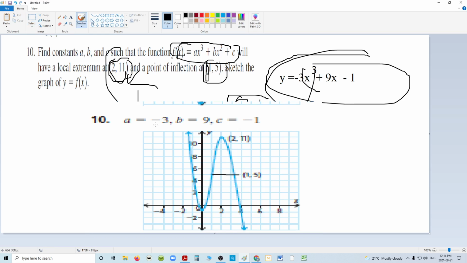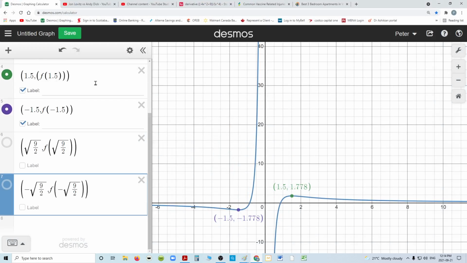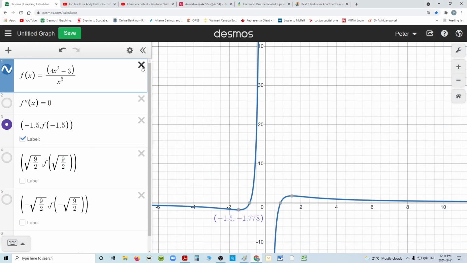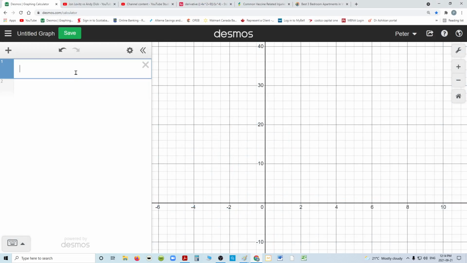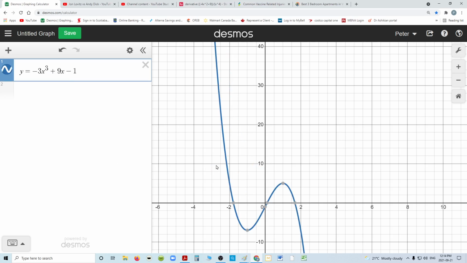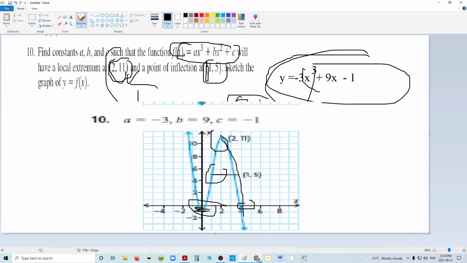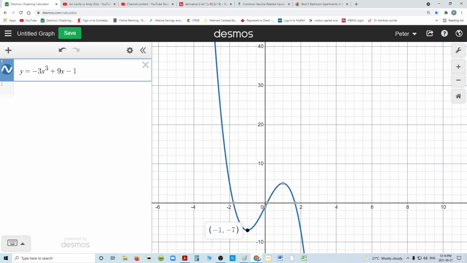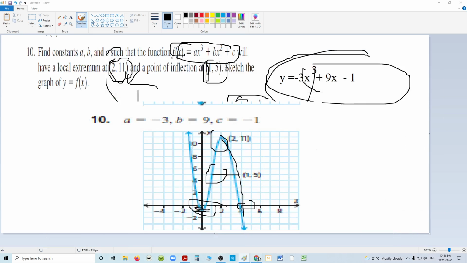There we go. So there's the two x-intercepts down there. There's the y-intercept. There's the inflection point, and there's the max. And then there's another x-intercept here. If I put it here, get rid of everything. And that's what I get. Oh, I got one of them wrong. Plus 9x minus 1.